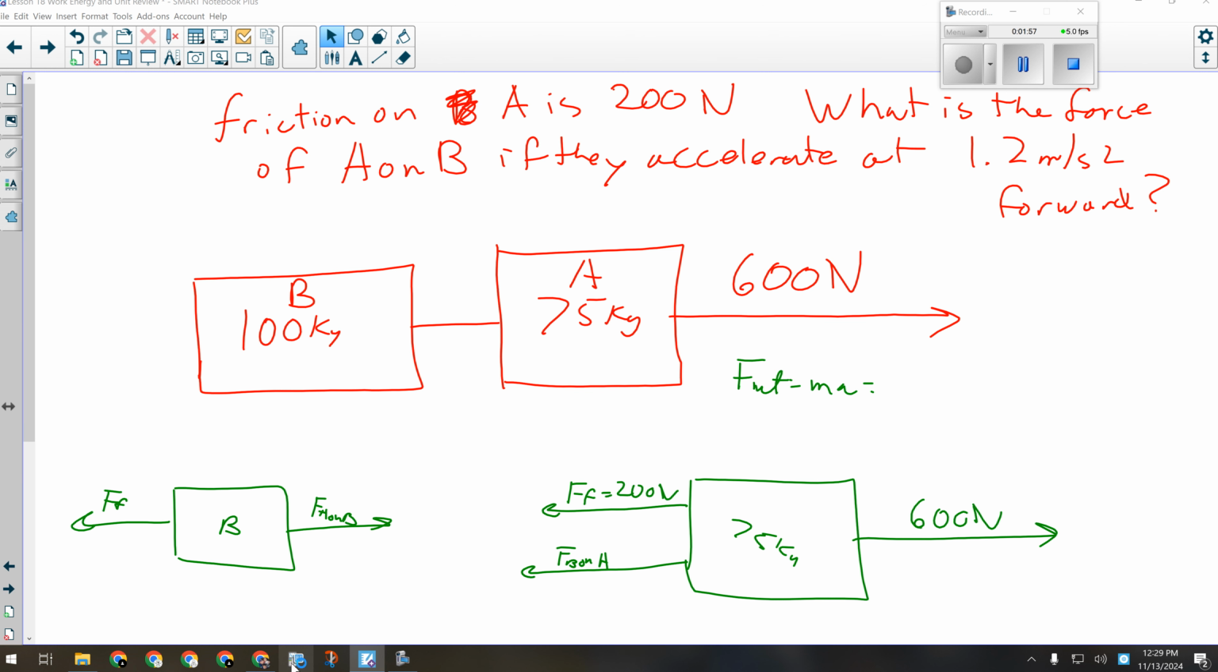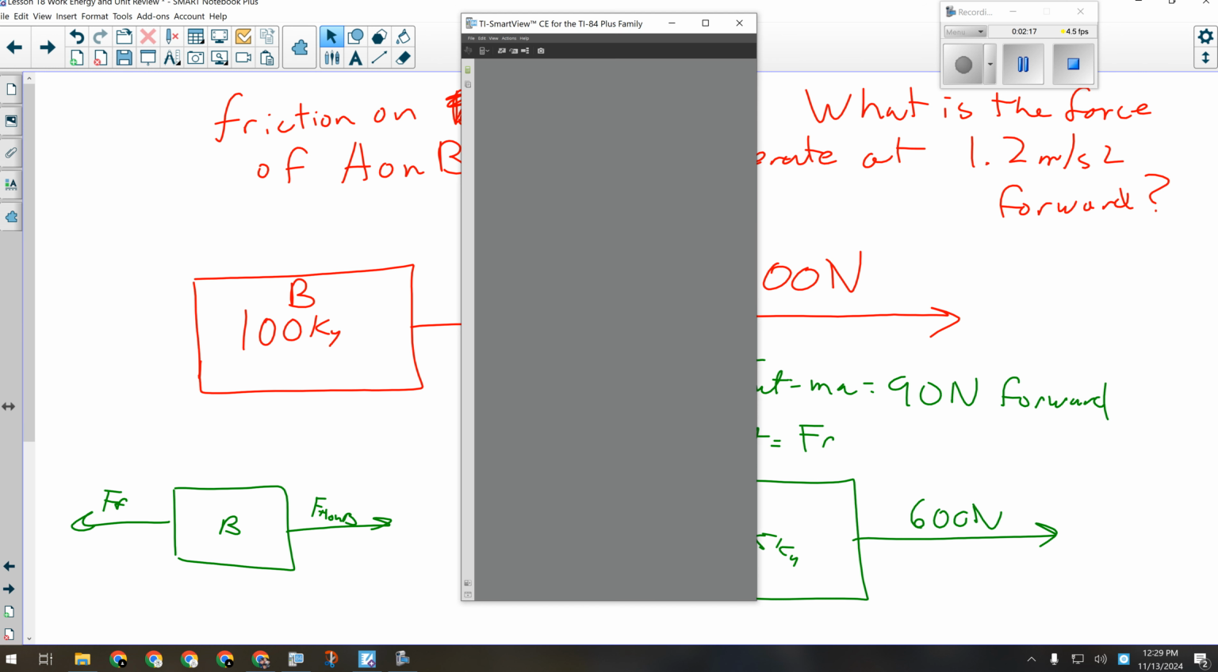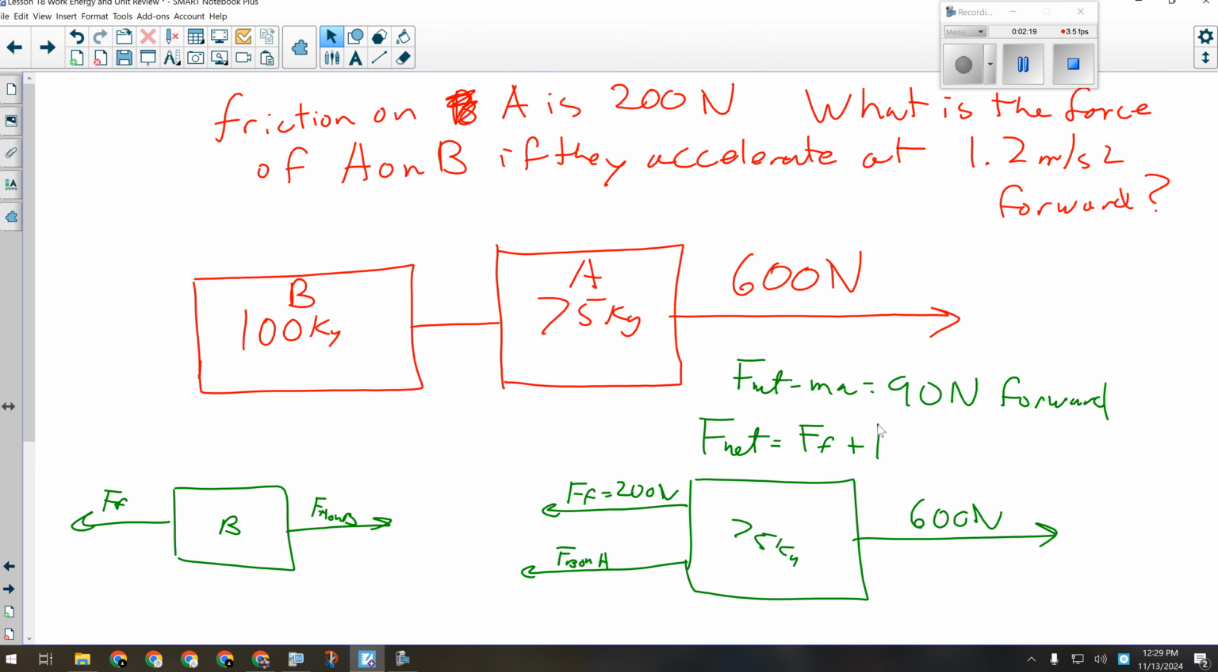Oh shoot, I closed my calculator. What's 75 times 1.2? 90? All right, so the net force is 90 newtons in a forward direction. Okay, we also know that for box A, F net is the force of friction plus the applied force at 600 newtons, plus the force of B on A.